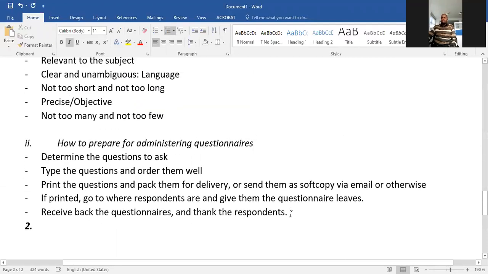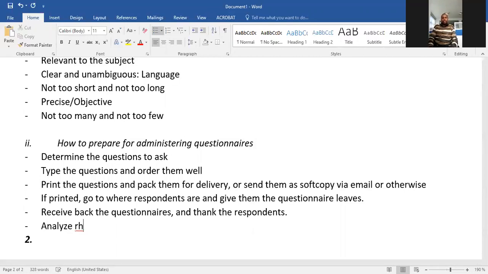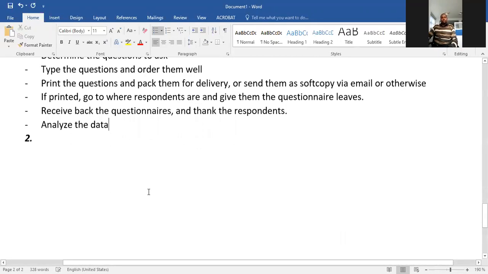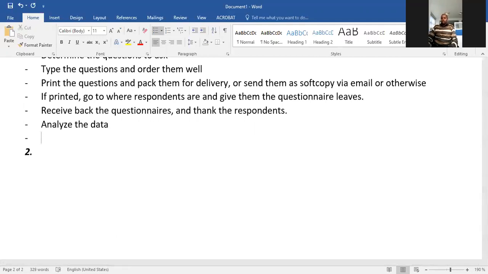So that's how you, and now of course you can analyze the data, and data analysis comes in the next chapter, when you're done with the chapter we are in of data collection. So that's basically how you handle questionnaires. Now, what are some of the advantages of questionnaires?